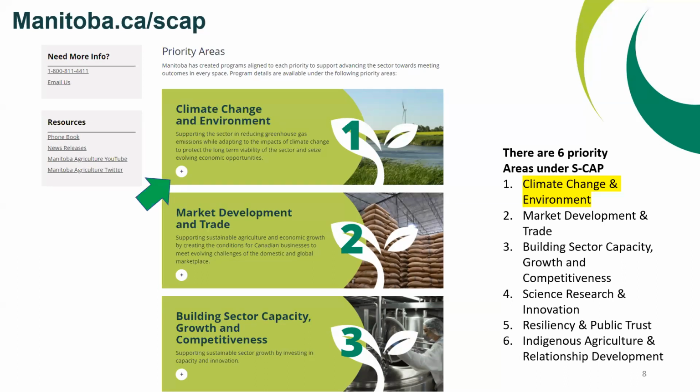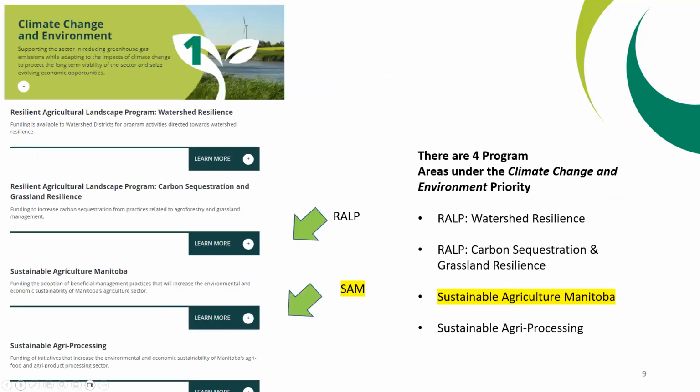This is where you will want to click on that little plus sign, and it will open up a new menu, or a new landing page, I suppose. So this is the landing page for climate change and environment. And then there are different programs listed here under that area. So we have the Resilient Agriculture Landscape Program. Watershed Resilience is the first one there.